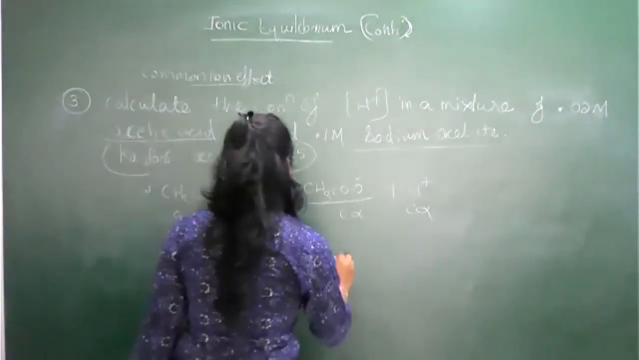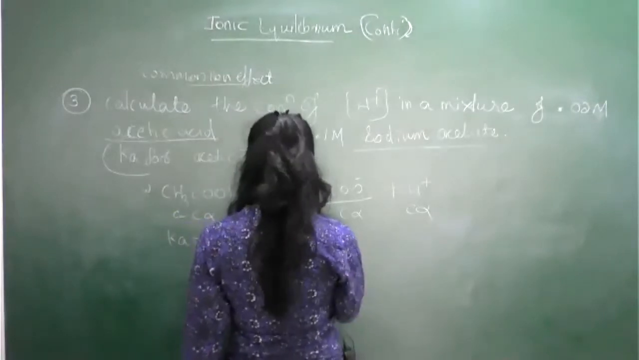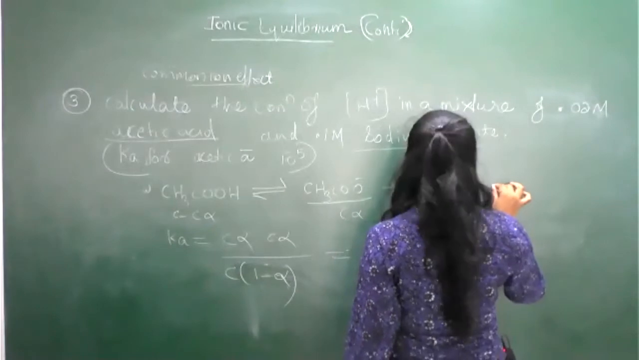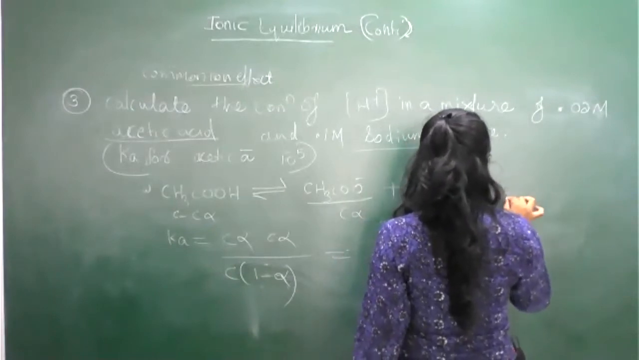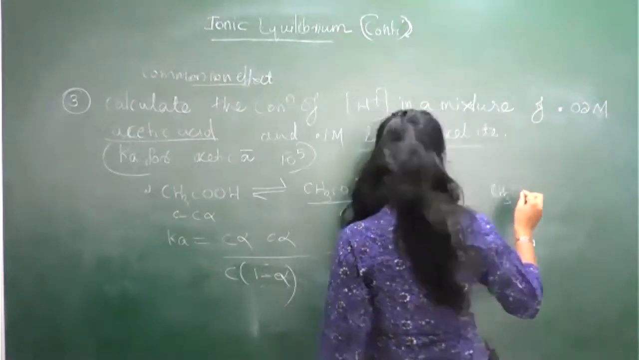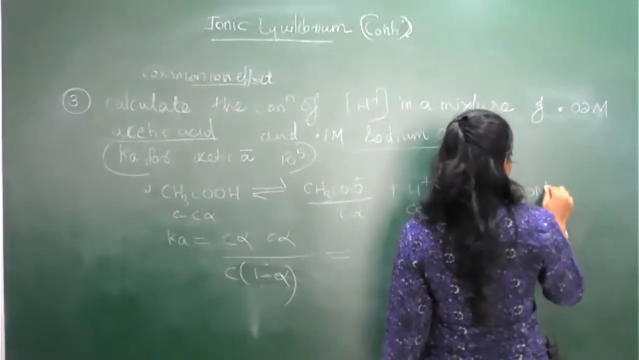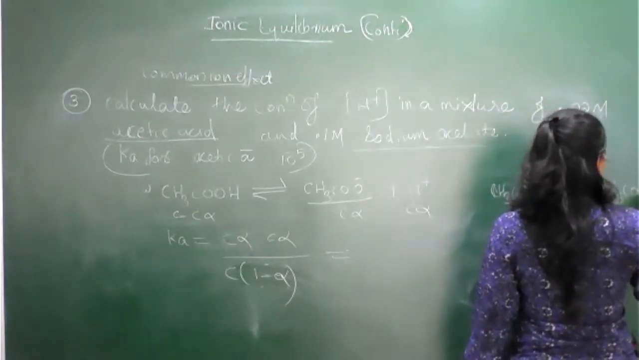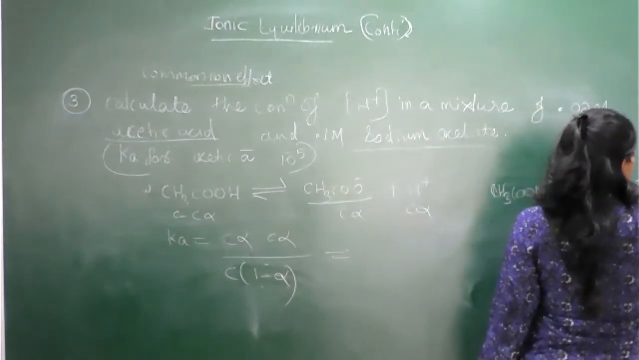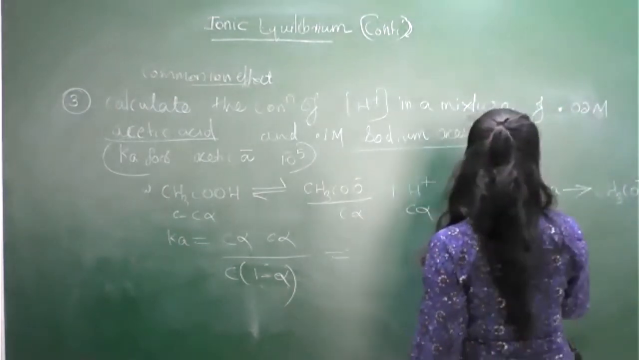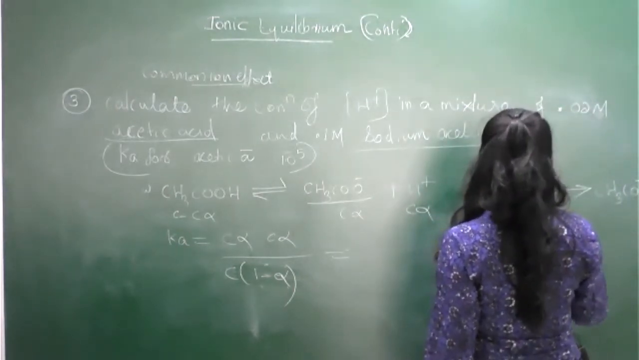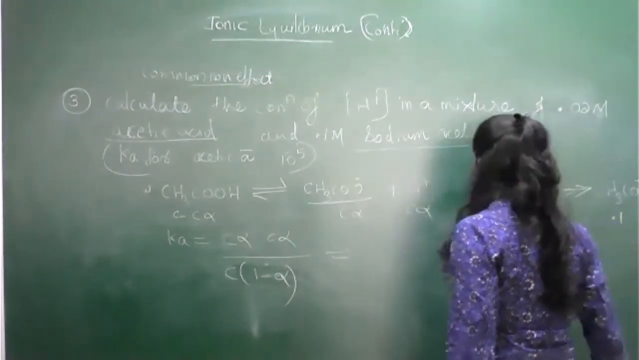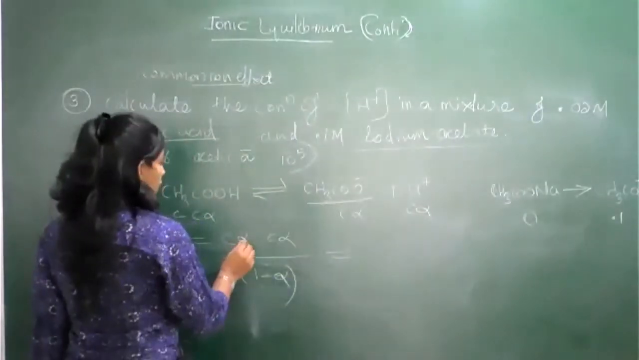Okay. Then after that what we want to do? C alpha. Here is one more electrolyte, sorry, a strong electrolyte, sodium acetate, CH3COONa, which is completely dissociated into CH3COO minus plus Na plus. So its concentration is given to you here in the beginning, after dissociation 0.1 each.